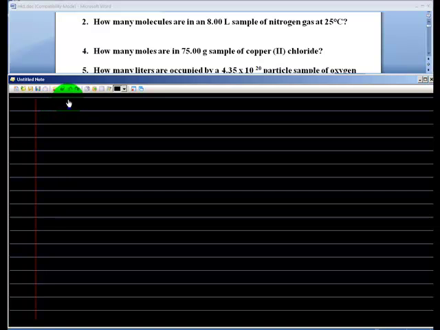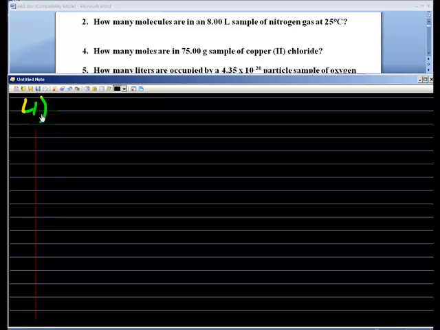that we're going to be working with is found here as problem number 4. Problem 4 says, how many moles are in the 75 gram sample of copper 2 chloride? Now, let's take a look at how you would solve that. So this is number 4.